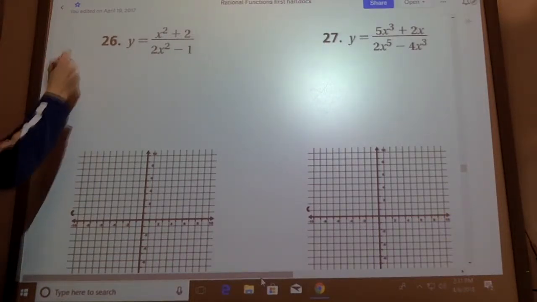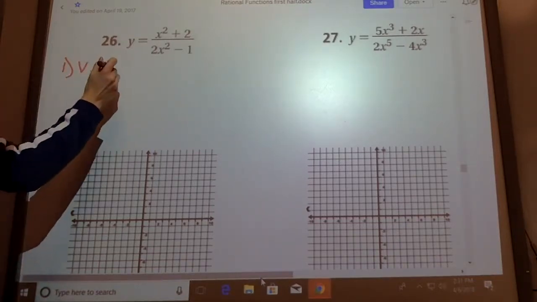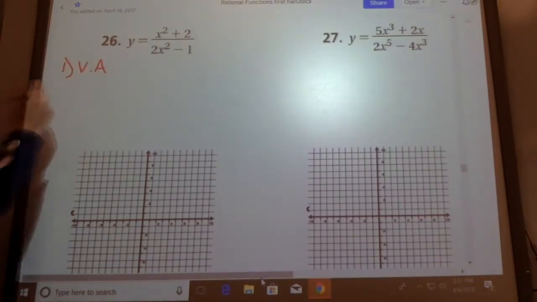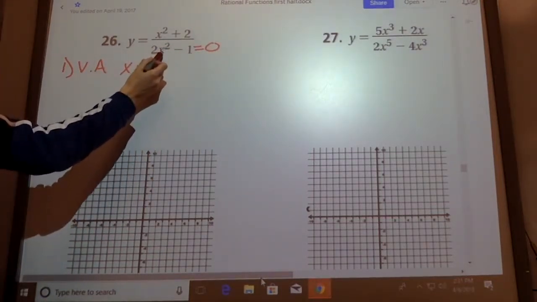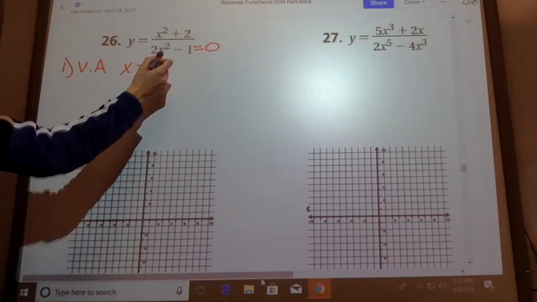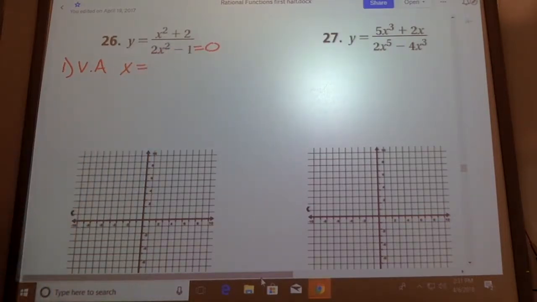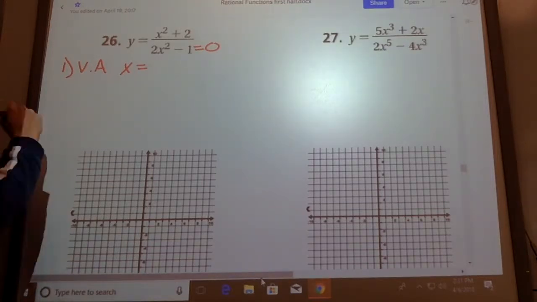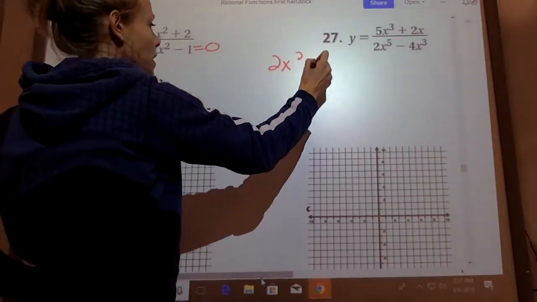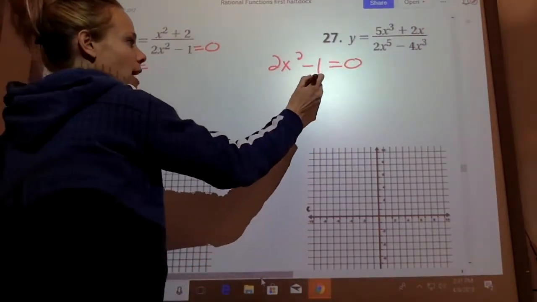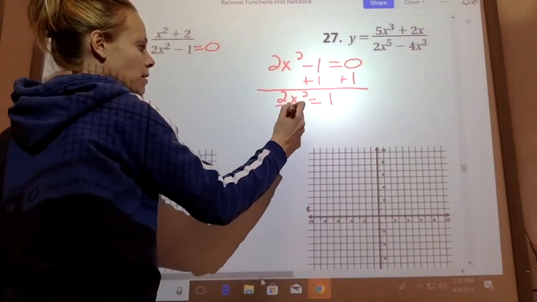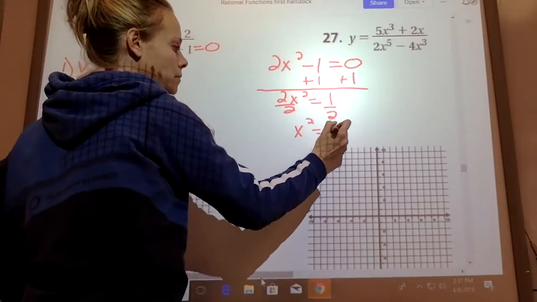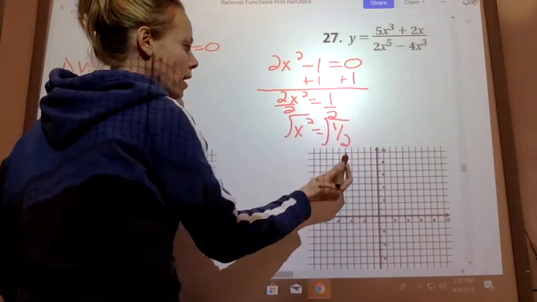Okay, so let's find a vertical asymptote. Vertical asymptote is when I do what? Set the bottom equal to 0. So what x value squared times 2 and then subtract 1 is going to give me 0? Okay, so let's use some algebra skills here. So 2x squared minus 1 equals 0. We're going to add 1, divide by 2, and then what? Square root both sides, but this is ugly.